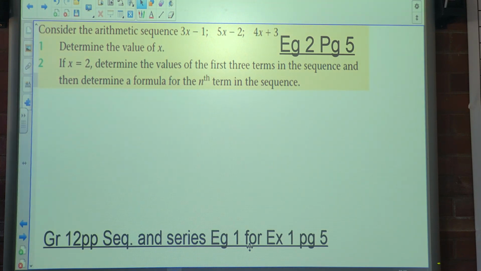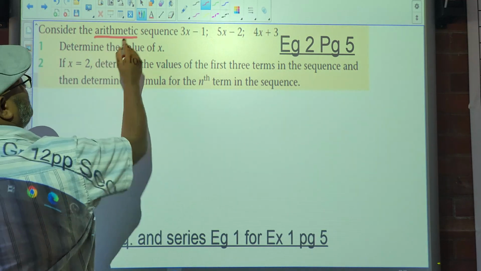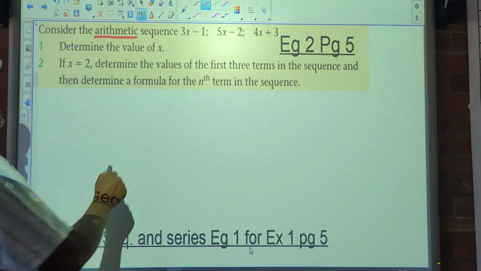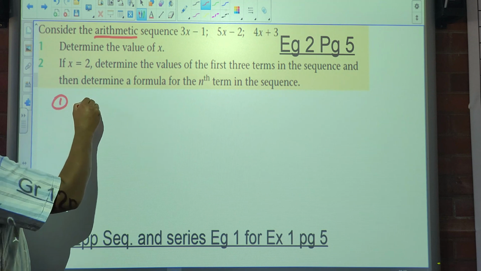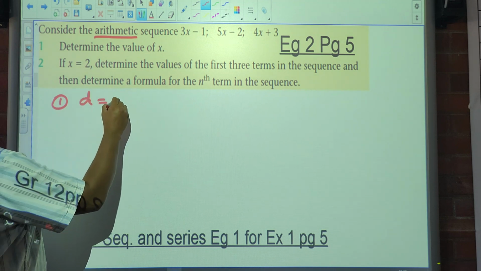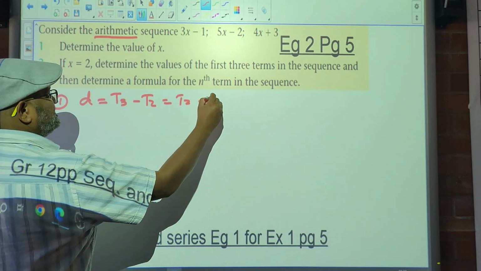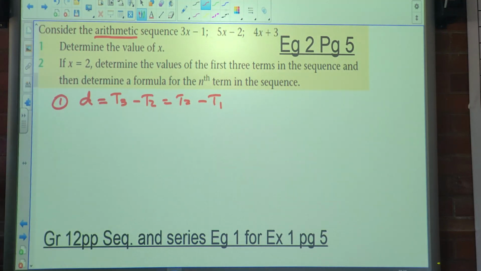Alright. So, if this is an arithmetic progression or arithmetic sequence, what is exclusive to arithmetic sequences? There's a common difference. So, if we look at the common difference, how do you work out the common difference? It is T3 minus T2 equals T2 minus T1. What is T3?